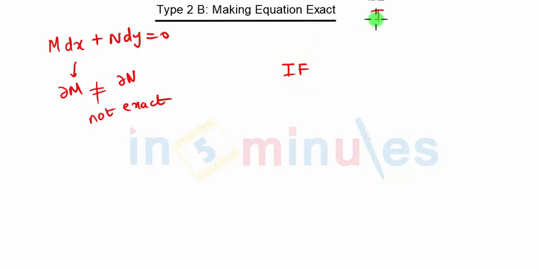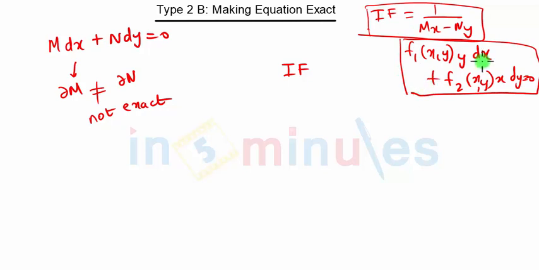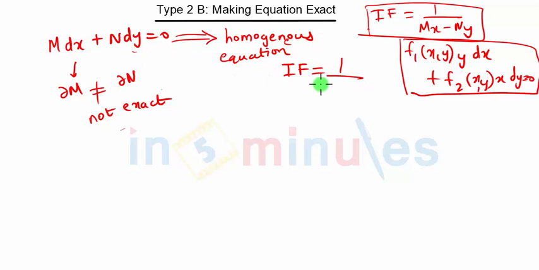For type 2a, we saw the integrating factor is 1 upon Mx minus Ny. This is valid only if our equation can be represented in this form, as we already know. So this integrating factor is only valid for the equation having this form. But now in type 2b, if M dx plus N dy equal to 0 is not exact, and if this equation is a homogeneous equation, then our integrating factor is given by 1 upon Mx plus Ny.